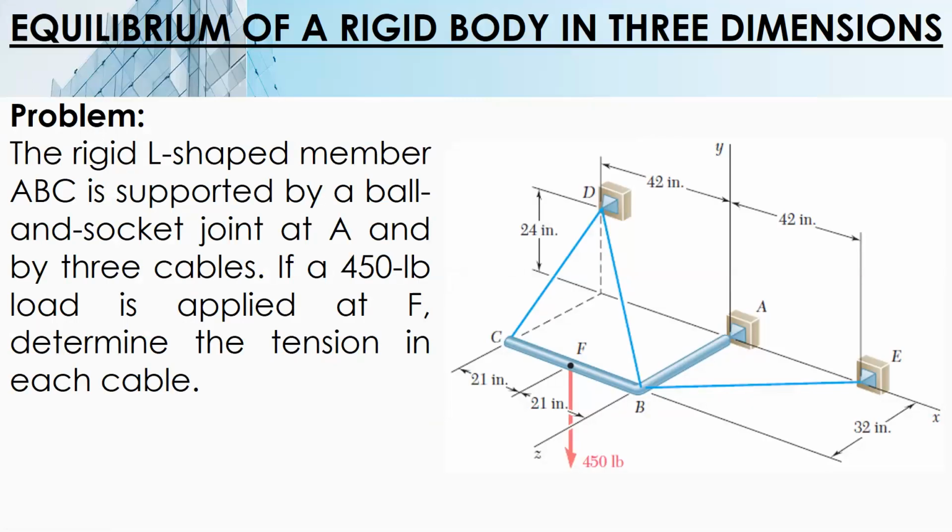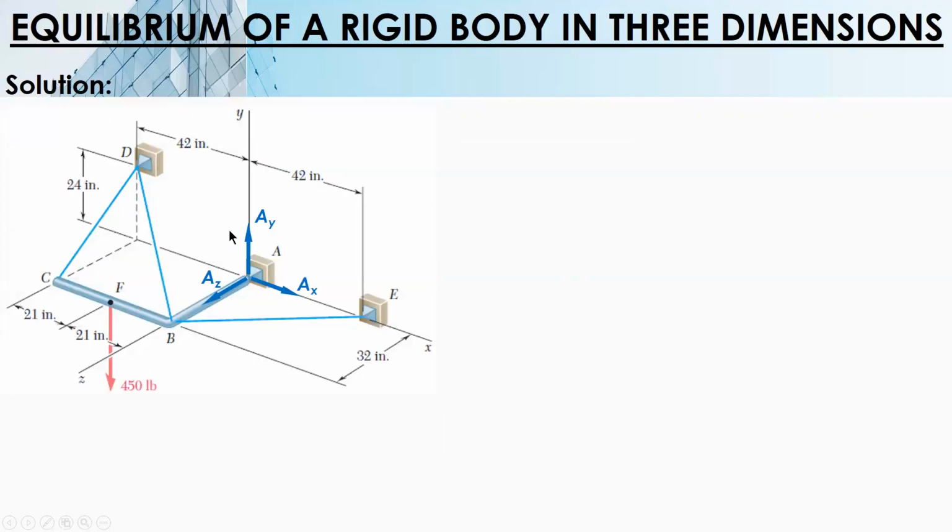Another problem. The rigid L-shaped member EBC is supported by a ball and socket joint at A, again 3 reactions, and by 3 cables, CD, BD, and BE. If a 450-pound load is applied at F, determine the tension in each cable. Now, for A, we have 3 reactions, AX, AY, and AZ. And then for tension, i-cut na to. You have tension CD, and then cut also this one. Tension BD, and then cut ne. You have tension BE.